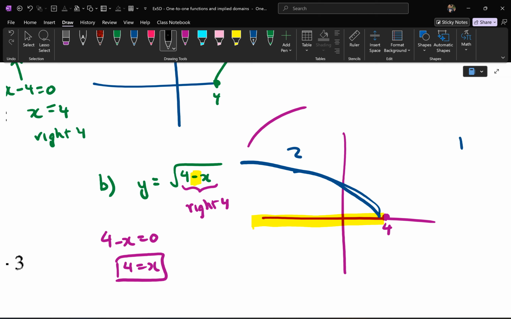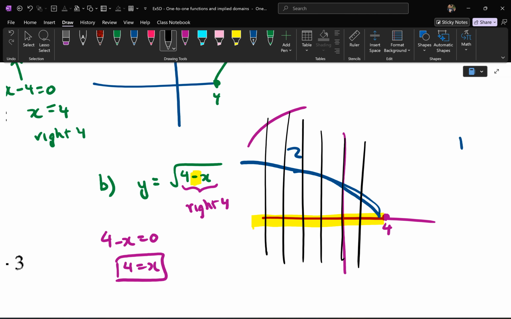And remember how I taught you in class? I said that to that student who just totally didn't get domains and range. And I said, just keep drawing vertical lines until you can't get one on the graph. You can see it gets up to 4. So negative infinity up to 4 is the answer for B.